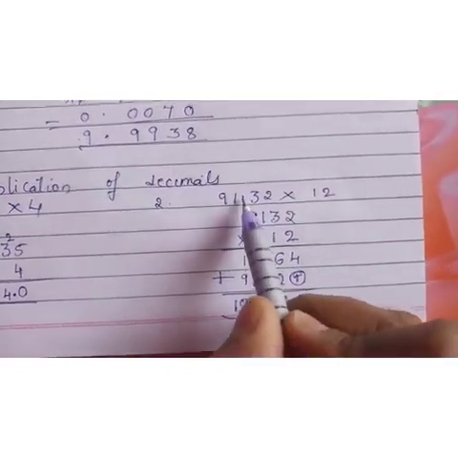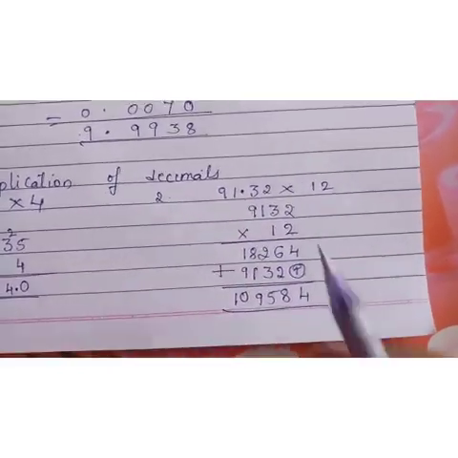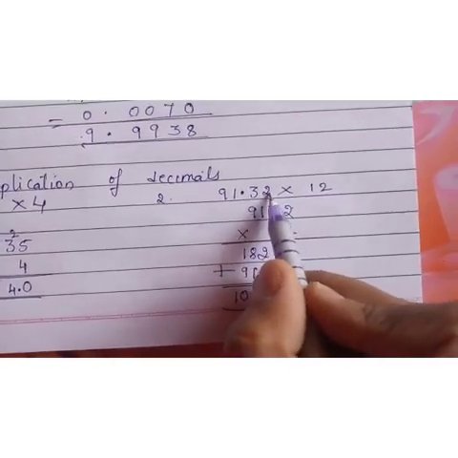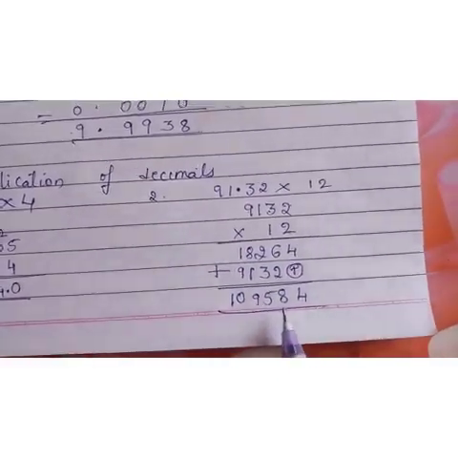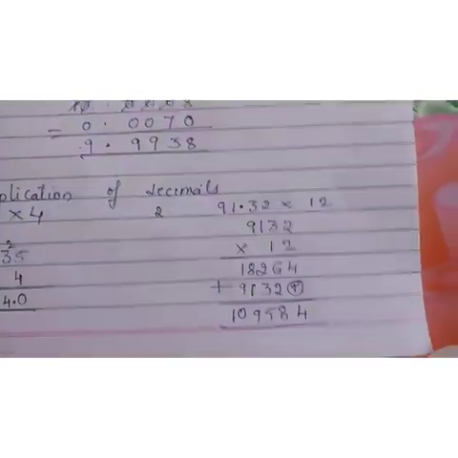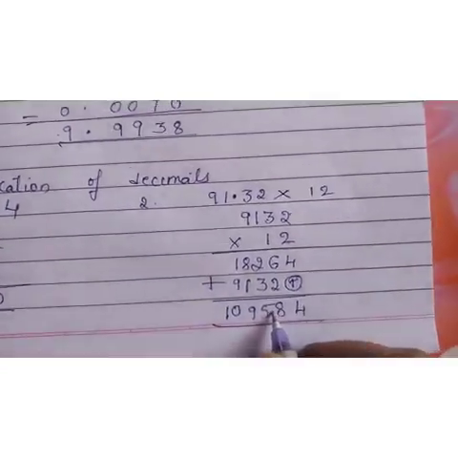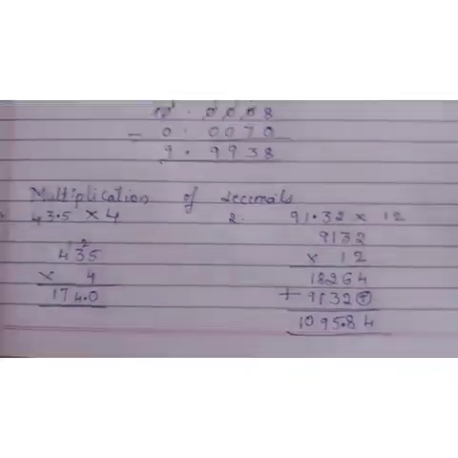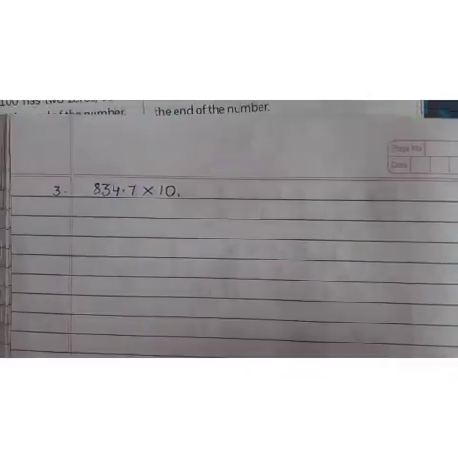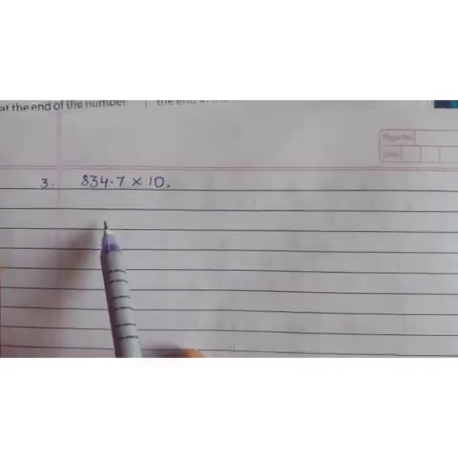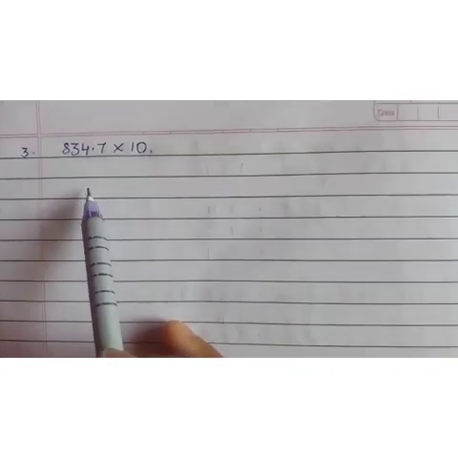Now children, we have forgot to place the decimal. After decimal we have 2 digits. So place decimal after 2 digits starting from ones place. Ones, tens. 2 digits is over. Now place the decimal here. Is it clear? Now let us study multiplication of decimal numbers by 10, 100 and 1000.